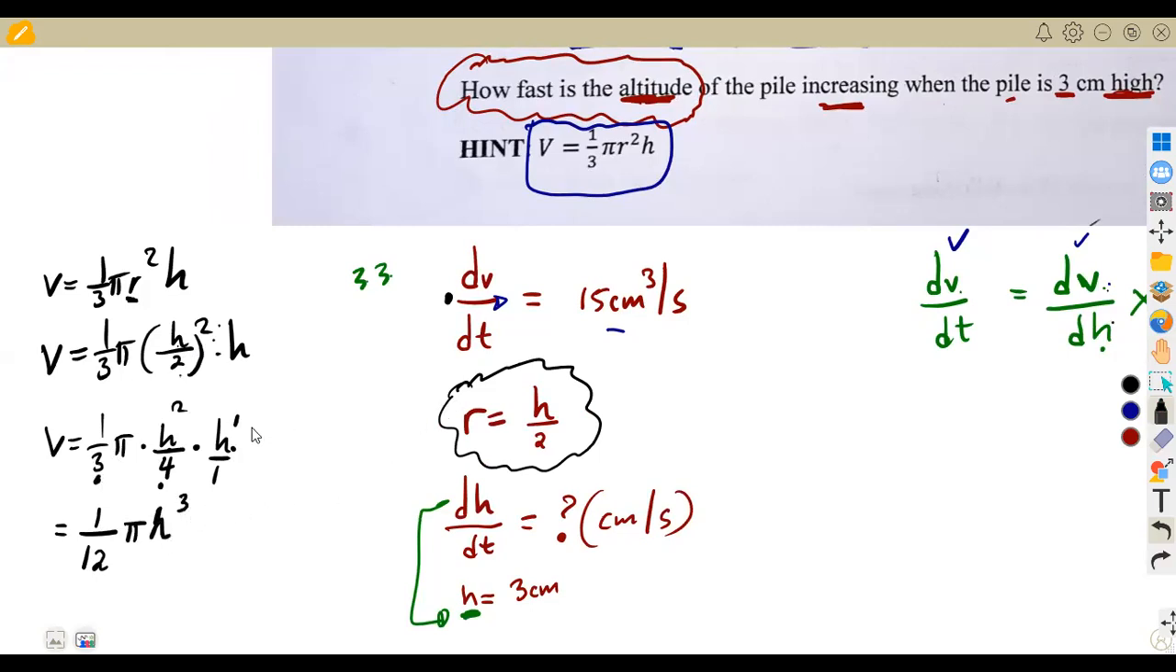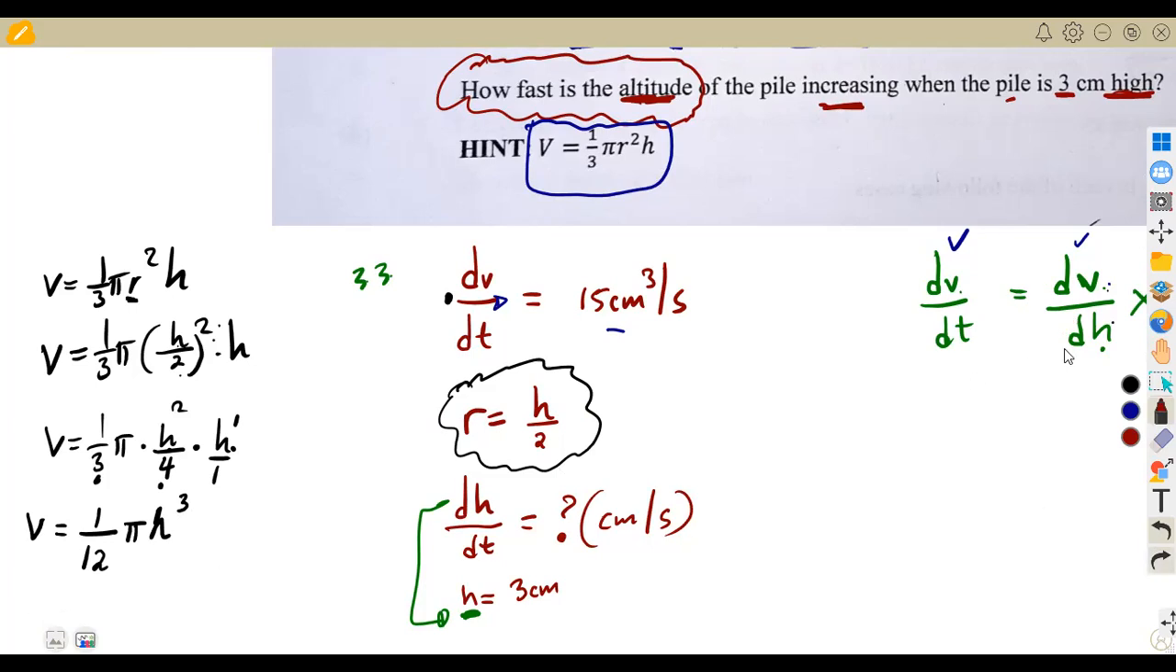All right, so pi h cubed over 12 is now an expression for volume, the same as the one we had before. But we now have an expression for volume in terms of the height, so that we can find the derivative of volume with respect to that height, which is h.